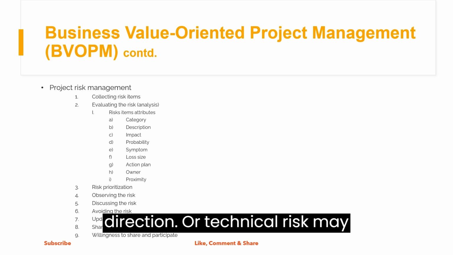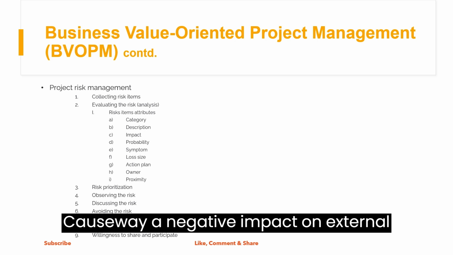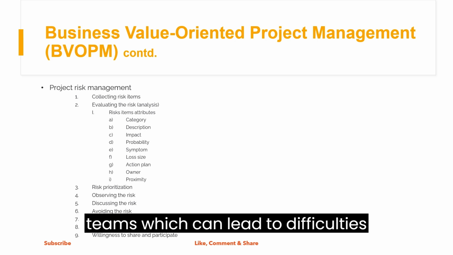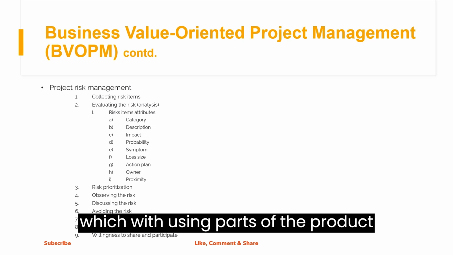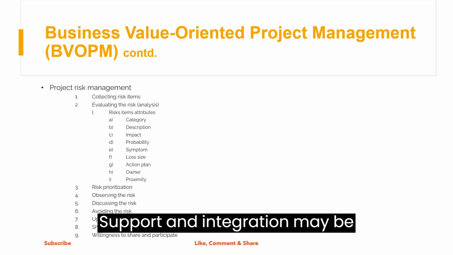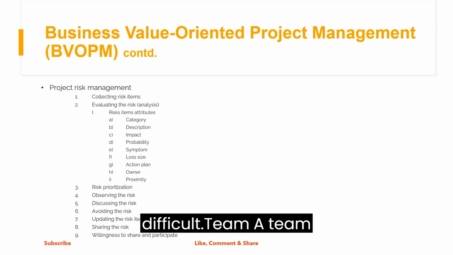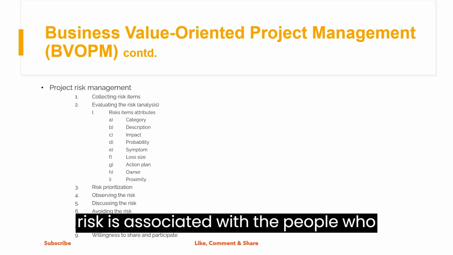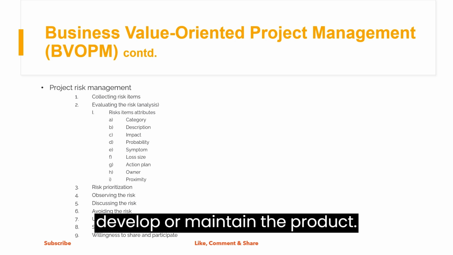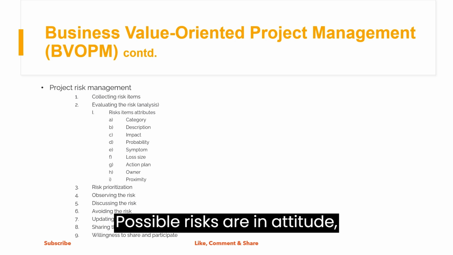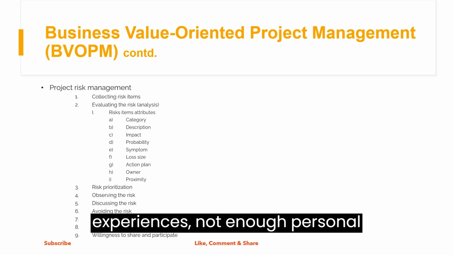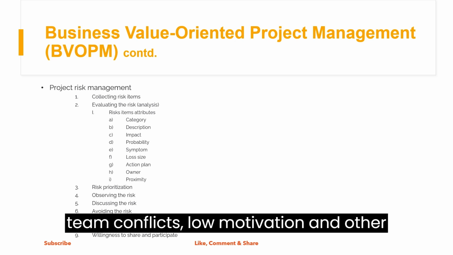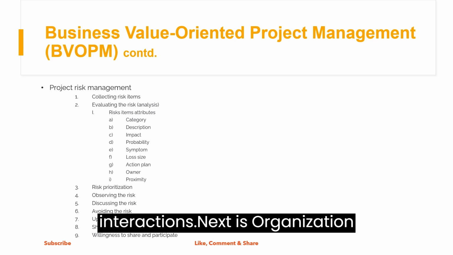A technical risk may cause a negative impact on external teams, which can lead to difficulties with using parts of the product. Support and integration may be difficult. Team. A team risk is associated with the people who develop or maintain the product. Possible risks are inadequate experience, not enough personnel, team conflicts, low motivation, and other aspects of human behavior and interactions.